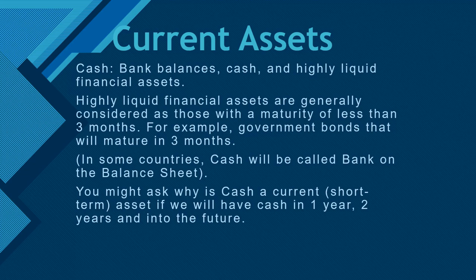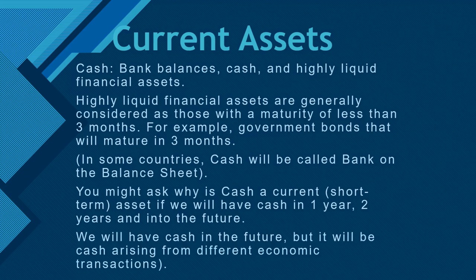And the answer is we will have cash in the future, but it will be cash arising from different economic transactions. Cash is always money in, money out, money in, money out. We make a sale, we get cash. We buy something, we pay cash out. So we will have cash in the future, but from a completely different set of economic transactions. So that's why we consider cash to be a current short-term asset.